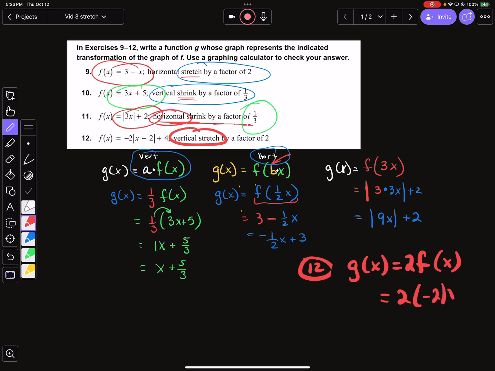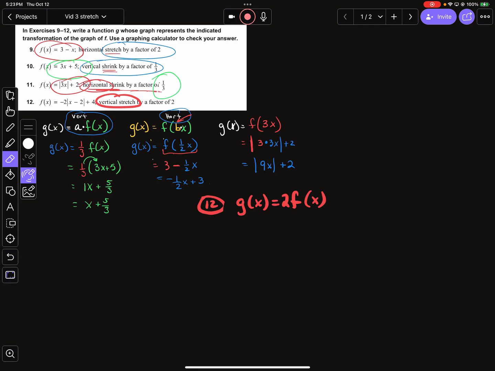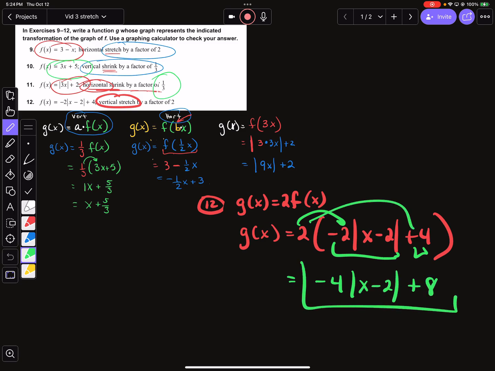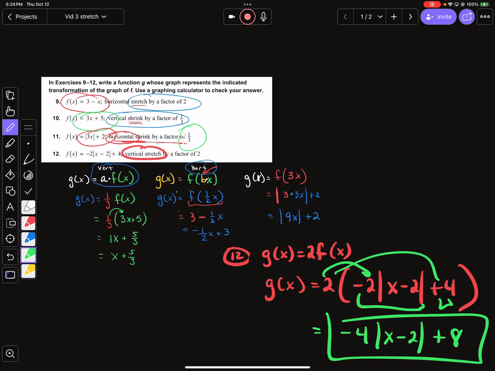Now my function is pretty long here. In fact, I'm going to rewrite that. That's horrible penmanship there. My pen got really thick on me all of a sudden. So g of x. 2 times f of x, and f of x is this big expression. And it's got 2 parts in it. It's got this part, first term, and a second term. So I distribute to the first term, -4 times x minus 2. I distribute to the second term, plus 8. And I am done. Hopefully that helps you with your vertical shrinks.